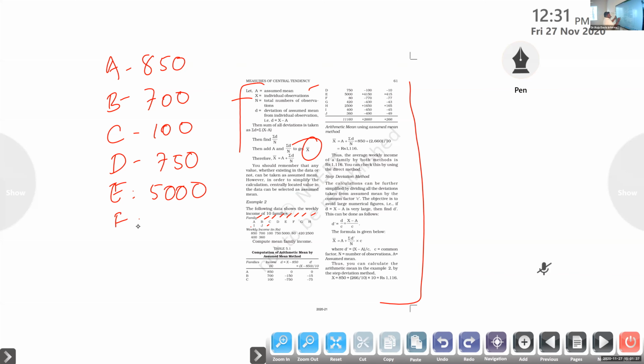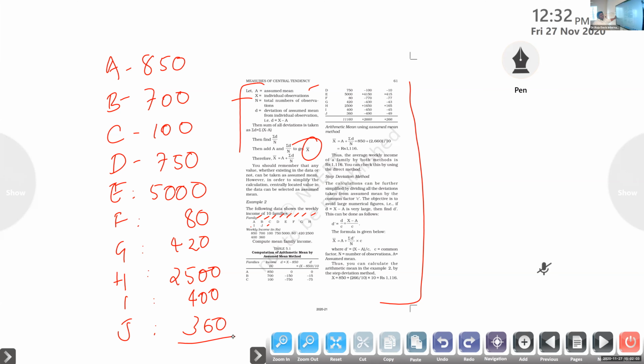F is just rupees 80. G is 420. Okay. H is 2,500. I is rupees 400. Okay. And J is rupees 360. So the direct method, what we will do is add all these things together and divide that with the number of families.